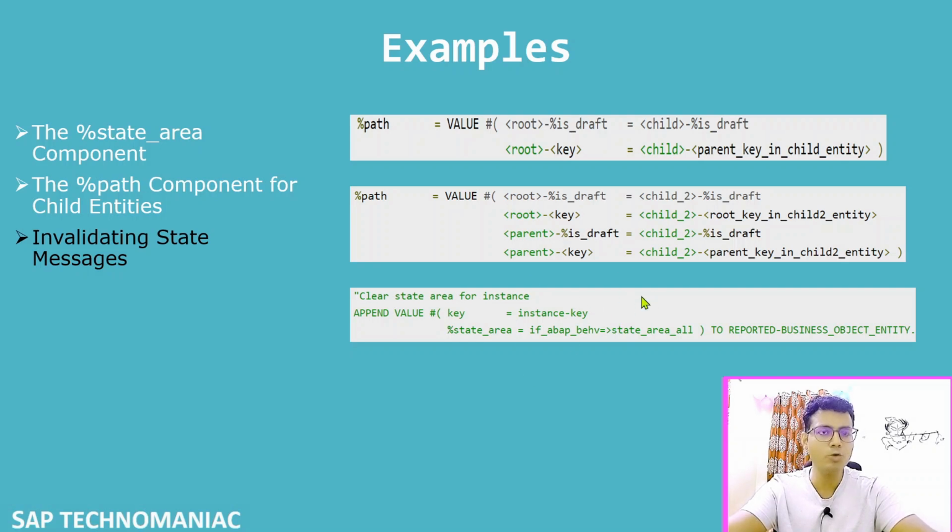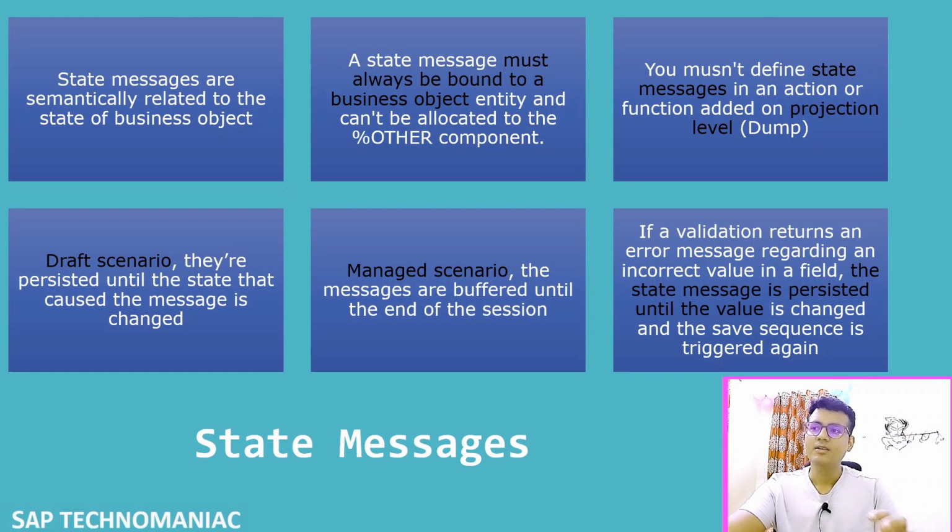So in that case, you don't need to pass the message. You have to pass the key: the message belongs to which table instance or which booking instance, that instance key you have to pass, and you have to pass the state area. Without a message, those messages will be cleared or invalidated for that particular business object instance, and in that way the user will not get that error for that particular state. So this is how we invalidate the state messages. That also we will see when we do the coding. These are some of the points about the state messages.